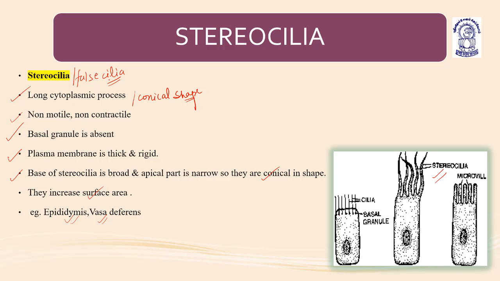Basal granule is absent in them. The plasma membrane is rigid and thick. Understood? The base of the stereocilia is broad and the apical part is narrow, so they are conical in shape. They increase surface area. They are present in the epididymis and vas deferens.